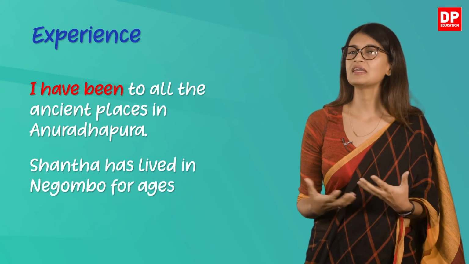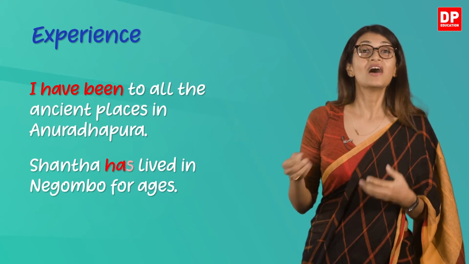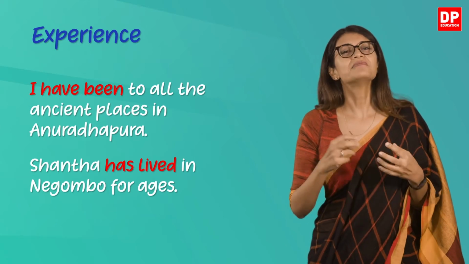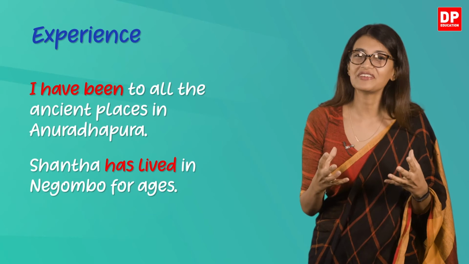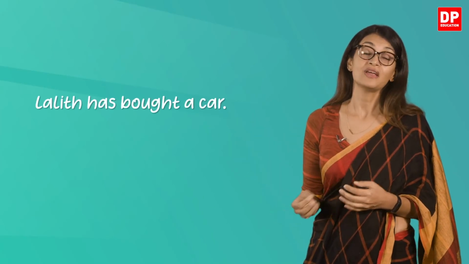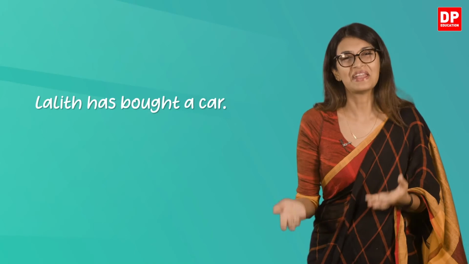Shanta has lived in Negombo for ages. Once again, this sentence informs us of Shanta's experience. So both these experiences have been in the past, but the memory of it is taking place at this moment. As I said before, the present perfect is also used to discuss change or presentation of new development or information. Look at this example. Lalit has bought a car. Through this, we realize that maybe Lalit did not have a car before but has one now.